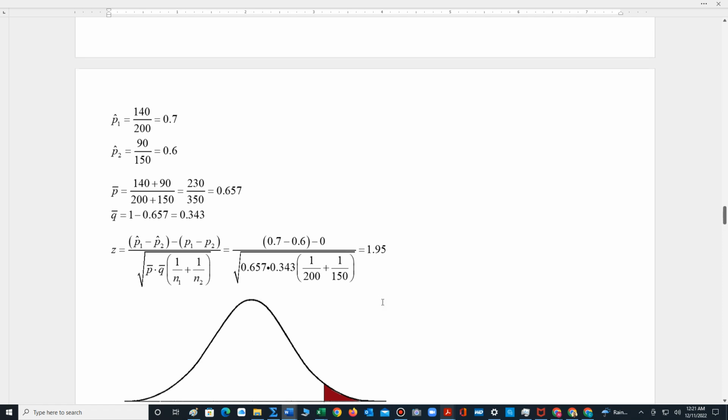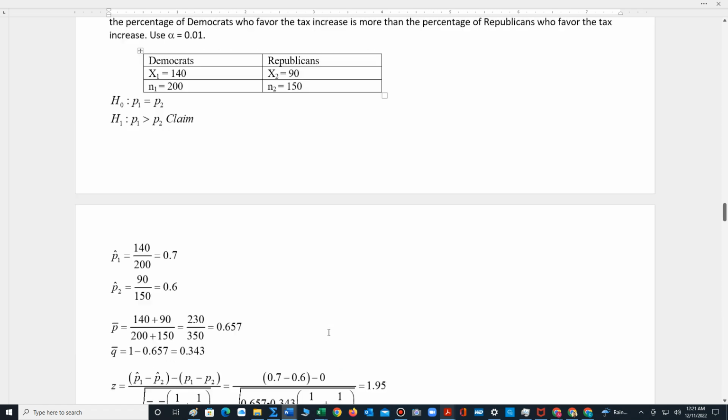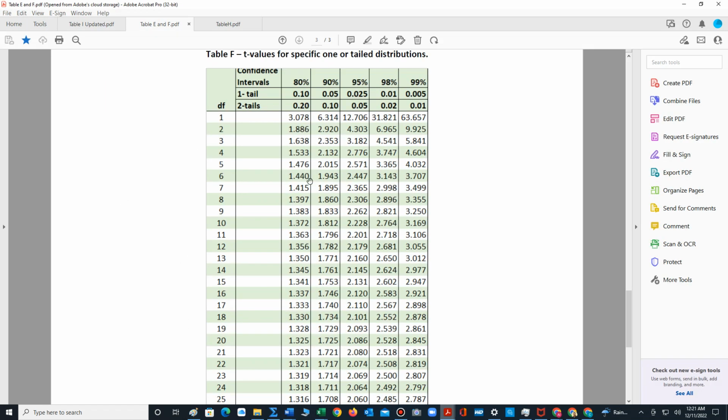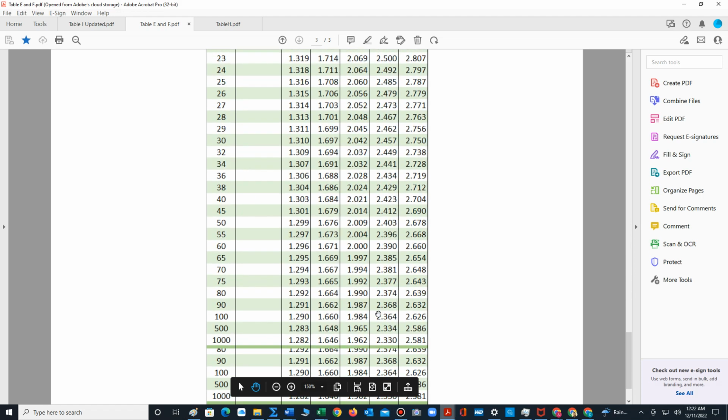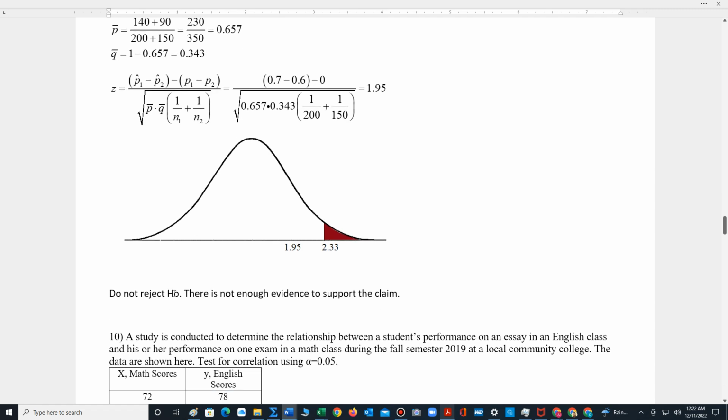This is also a z-test, so it's a right-tailed z-test. Alpha is 0.01. One tail, 0.01, go all the way to the bottom to get the critical value, 2.33. The test point falls in the non-critical region. Do not reject H naught. There is not enough evidence to support the claim, is the summary.